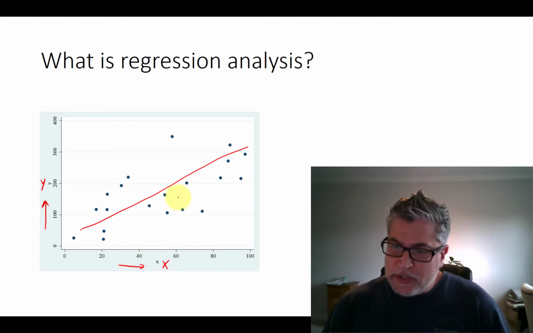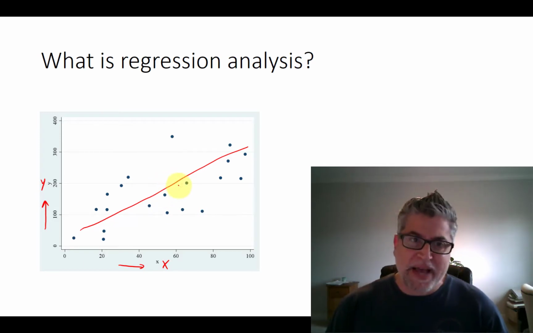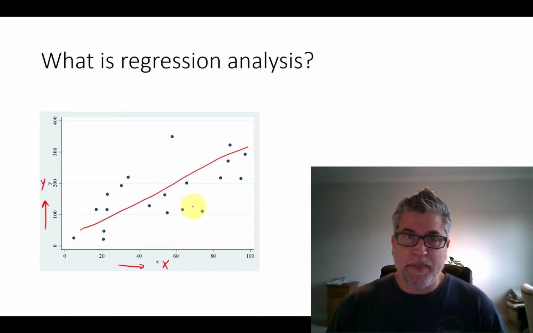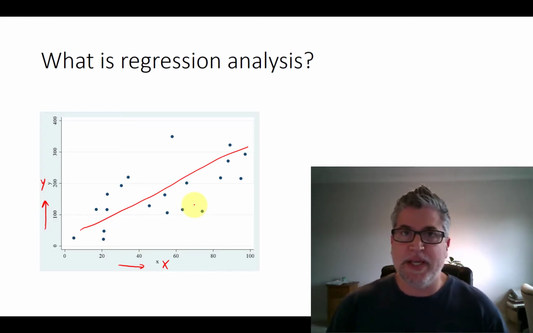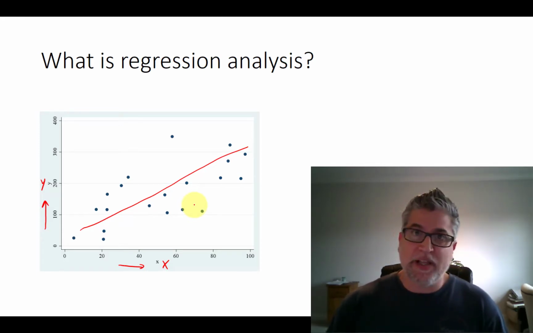Now, we'd like to get the best possible summary of that scatter plot. So there's going to be one line that best fits that scatter of points. Now we'll put off what exactly we mean by best fit until a couple slides from now. For now, just think of it as the best line that goes through that cloud of points. So what is regression analysis? It's fitting a line to a scatter of points.